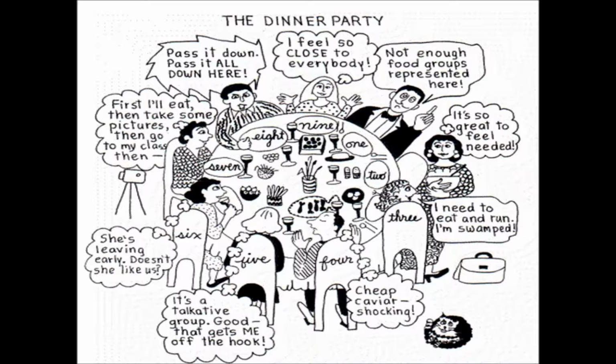The 6 might say, "She's leaving early. Doesn't she like us?" The 7 might say, "First I'll eat, then take some pictures, then go to my class, then da-da-da-da-da." The 8 might say, "Pass it all down here." And the 9 might say, "I feel so close to everybody."